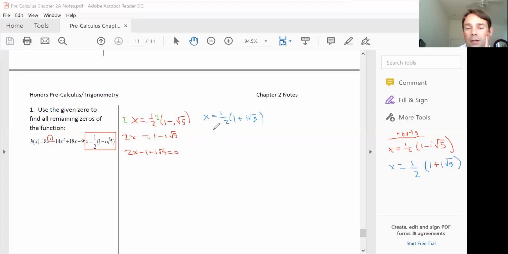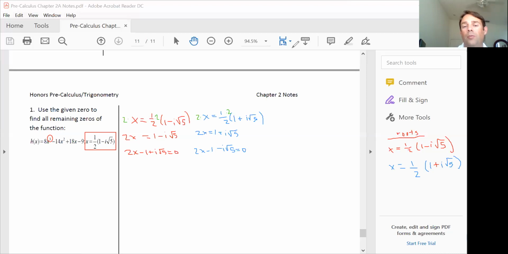And same thing, get rid of that 1/2 if I multiply it by 2. We have 2x equals 1 plus i root 5. And then to turn into a factor, set it equal to 0. So 2x minus 1 minus i root 5. Friends, all right, now we got two factors. I am looking for the third factor.